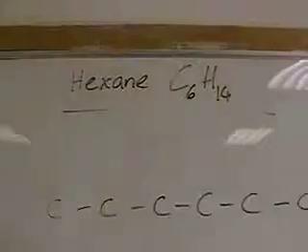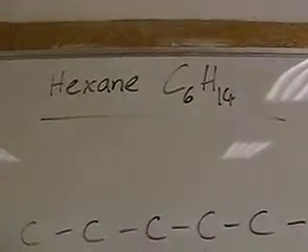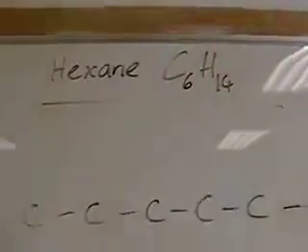Let's look at some of the isomers of hexane. When we talk about isomers, we refer to isomers of something, like isomers of pentane, isomers of hexane, isomers of whatever hydrocarbon we are talking about. So here on the board I have a skeleton of the structure of a hexane. Hexane, of course, has 6 carbons and 14 hydrogens.